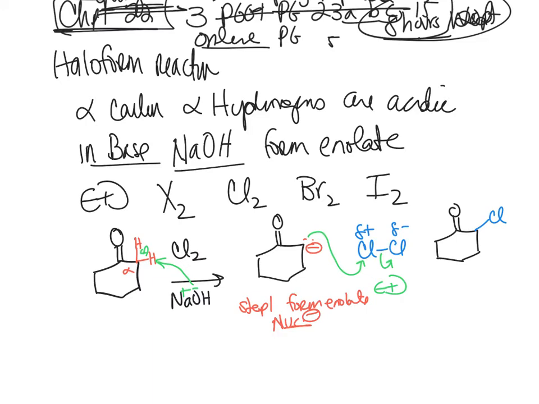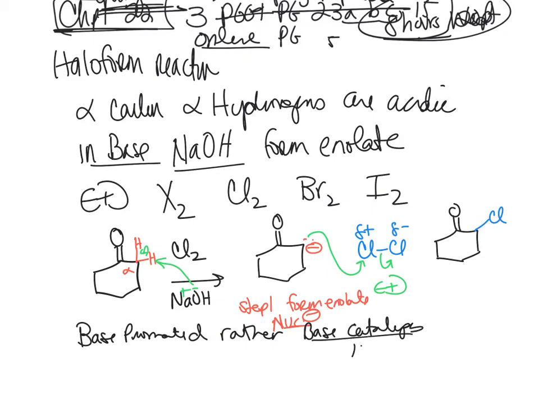Now, this is base promoted rather than base catalyzed. So what does that mean? Catalyst means you can put probably 10% equivalence. Okay, so for every 1 mole of ketone, you can do 0.01 mole of base. But that's if it's catalyzed. If it's base promoted, for every 1 equivalent, so for every 1 mole of ketone, you have to have 1 equivalent, 1 mole equimolar of base. Okay?